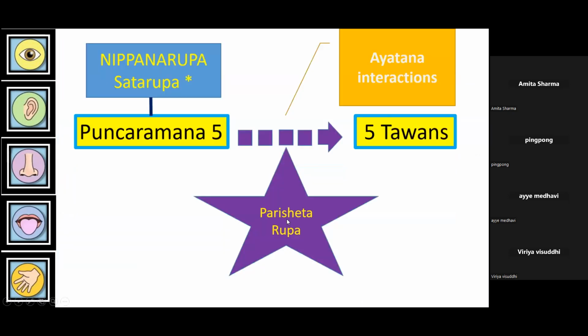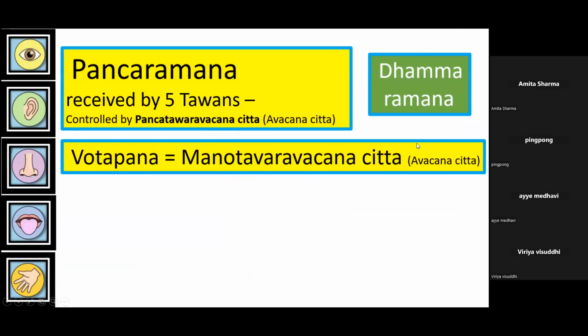And a very, very important thing is Parishida Rupa. Pancharamana is going to go through Tawan into us, which is Tawan. Actually, we don't know where it is, but it's very, very small, like I mentioned, right? So it's through Parishida Rupa. Parishida Rupa is a very important thing that allows Pancharamana to go into the Tawan. Okay. And Pancharamana, then again, in conclusion here, is received by 5 Tawans, controlled by Pancha Tawara Vachanachita, right? That I mentioned controls everything here, so that we can receive everything at the same time.